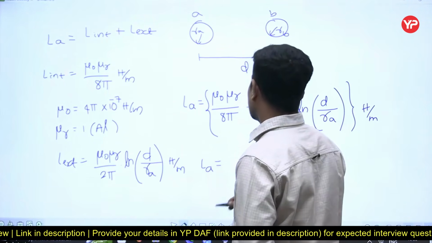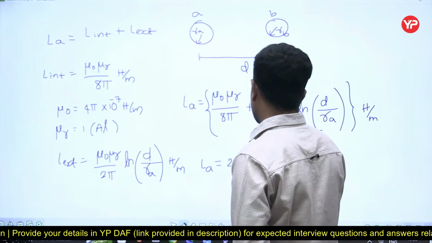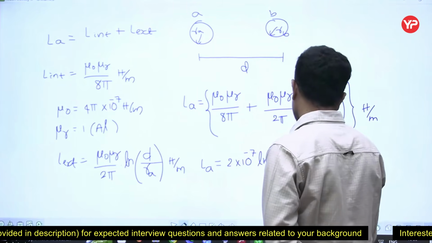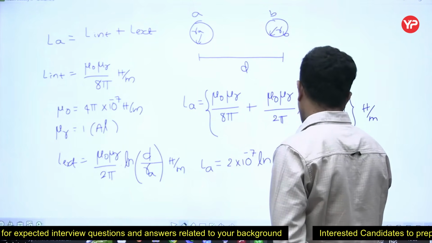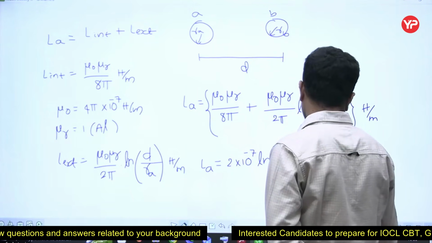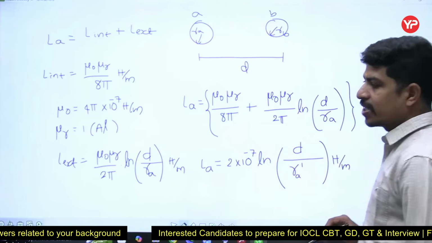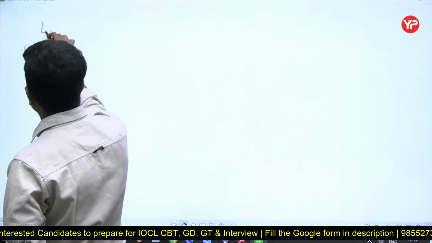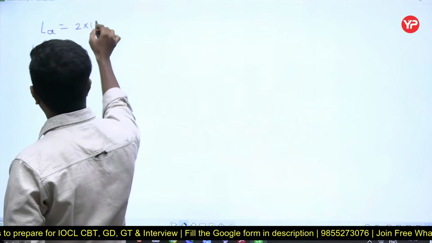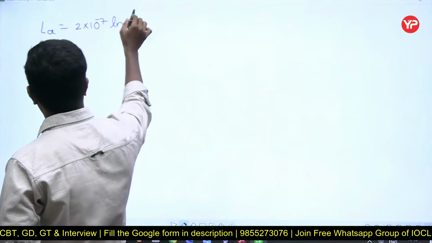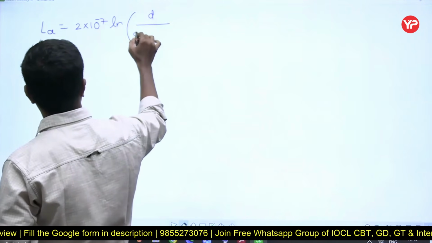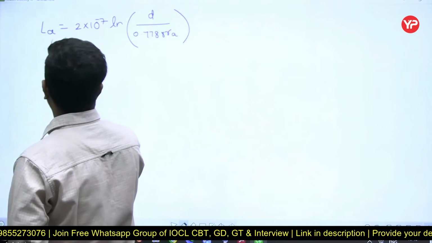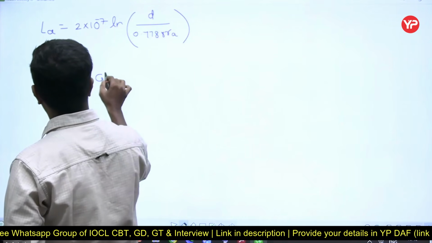LA is equal to 2 into 10 to the power minus 7 into ln of distance by RA dash. In the last class, I clearly mentioned the dash indicates 0.7788. The dash indicates 0.7788. LA is equal to 2 into 10 to the power minus 7 into ln of d by 0.7788 times RA. That d can be replaced with GMD.